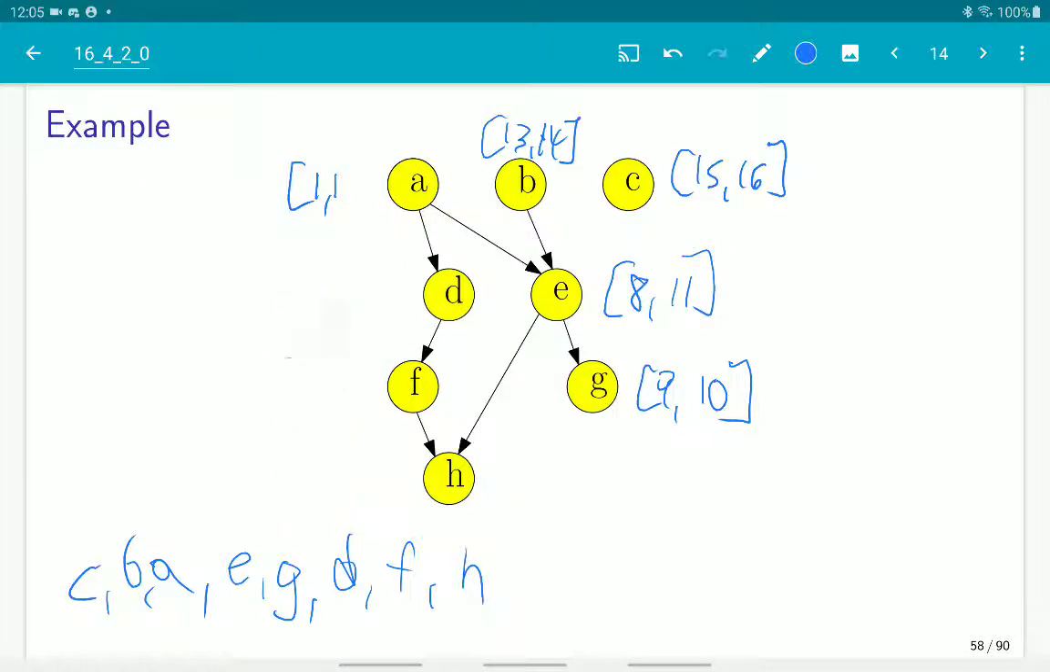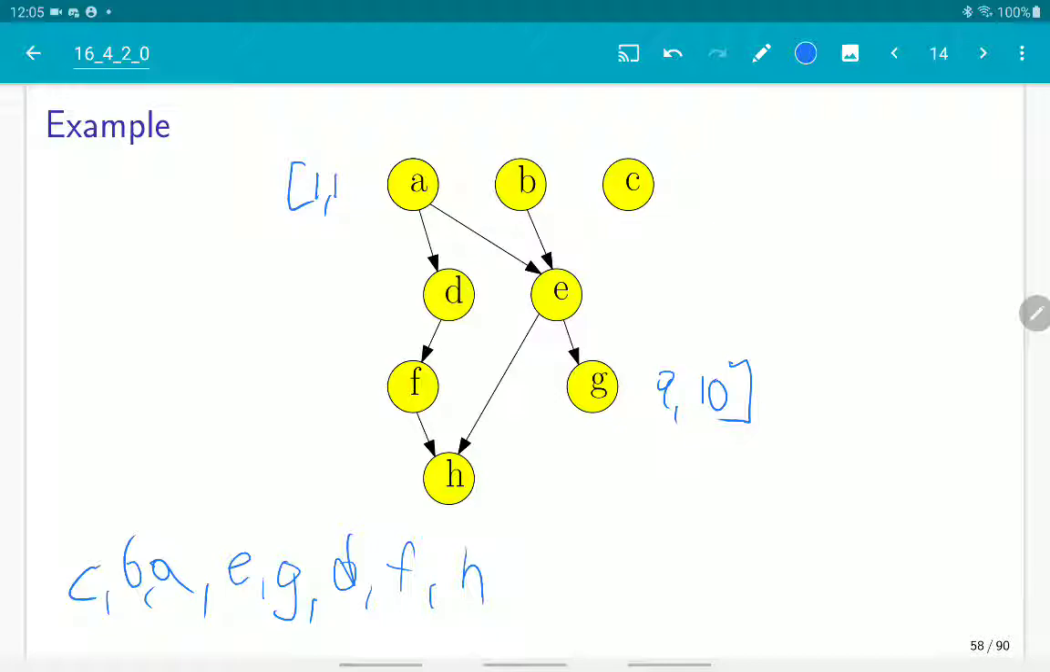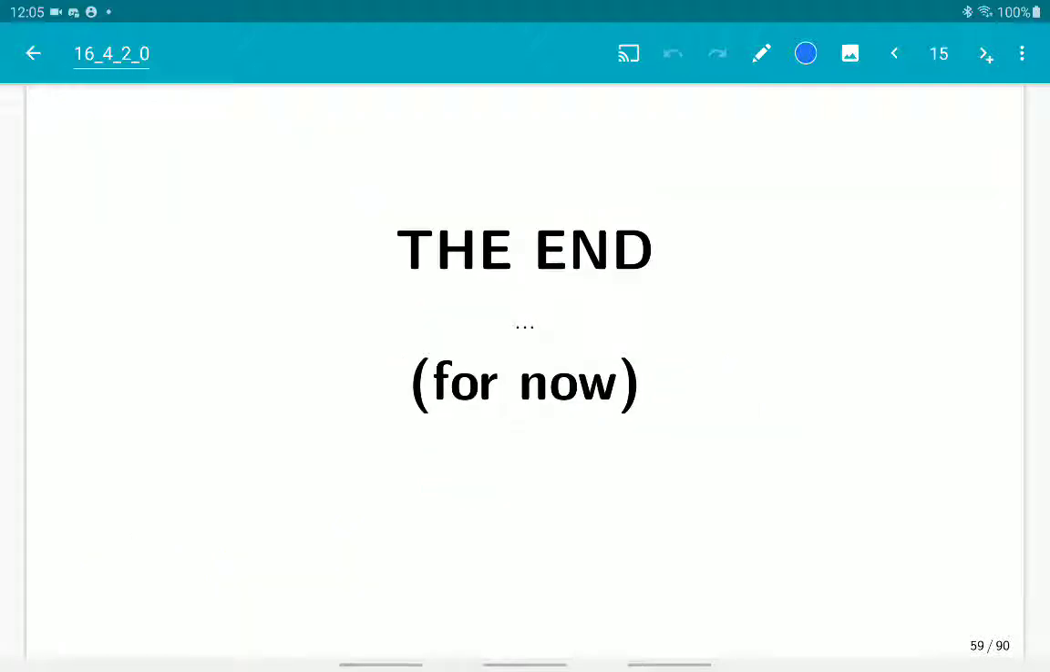So let's verify that this is indeed correct. Okay, so CBA is definitely a correct ordering because they're all sources. Now EGD is less clear, but that's also true, because as long as we put G after E, we can put it before D, that's fine. So this is correct. And then F and H: F has to be before H. So this is the ordering we get, and indeed it's a valid ordering. So this magic of post-numbering of DFS really works. This is it.